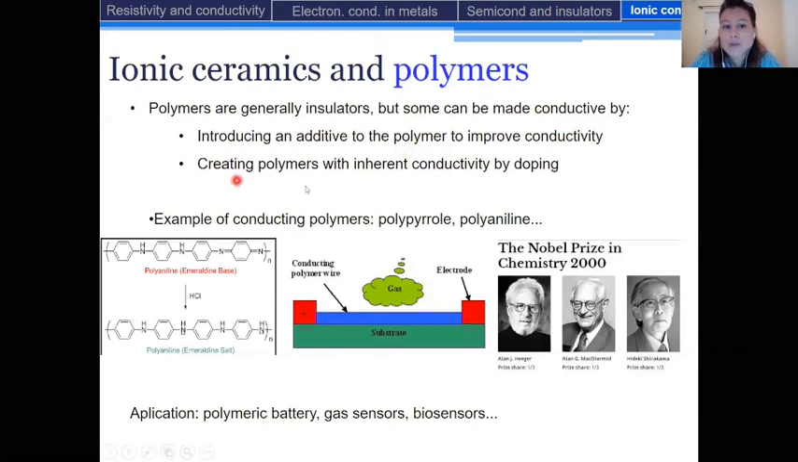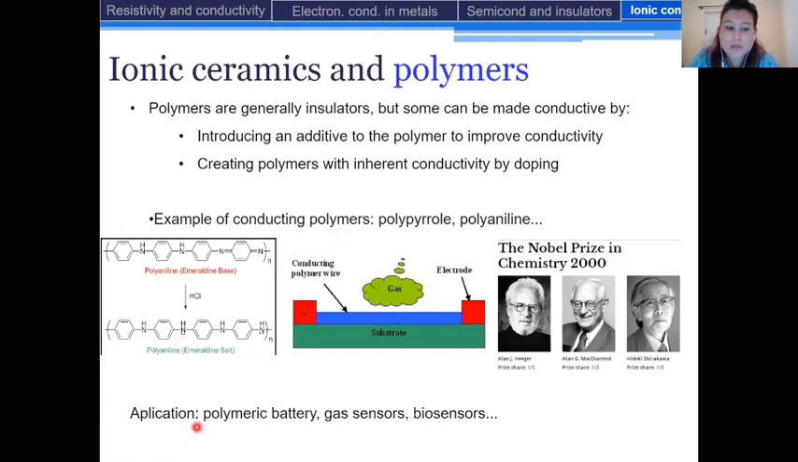Or we can create polymers with inherent conductivity by doping. Examples of conducting polymers are polypyrrole and polyaniline. Here you have the chemical structure of polyaniline. In that shape, it is not conductive, but by doping with hydrogen chloride, we transform it into a conductive polymer. As you can see, you have some charges along the polymeric chains, and these charges can move along these polymeric chains upon the application of an electric field.